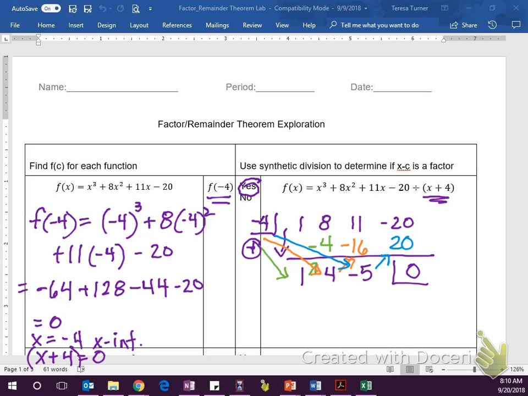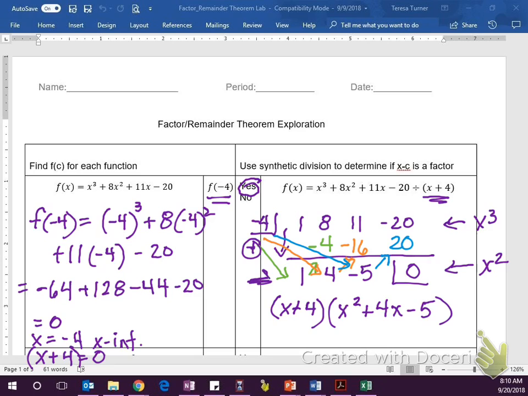Now, if we want to write this polynomial, we know that x plus 4 is a factor. We started out on this row, we had x cubed. So our solution is an x squared. So this part is now x squared plus 4x minus 5. This row right here is our quotient, one degree less than what we started with, and you just fill everything in.